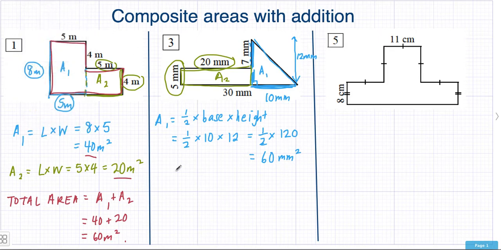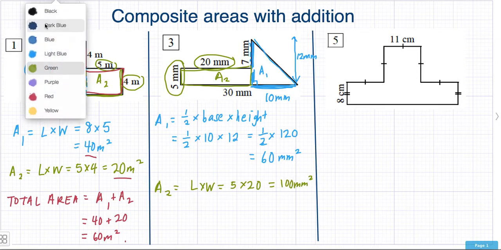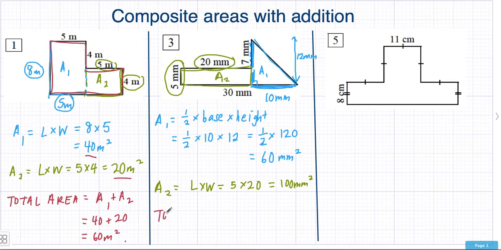Then for area 2, we've got a rectangle, length times width. This one's easier because there's a width of 5 and a length of 20. 20 times 5 is 100 millimetres squared. And to finish it off, we want our total area. So this is where we just add together the two numbers that we got for each part, the triangle and the rectangle, to give us 160 millimetres squared.